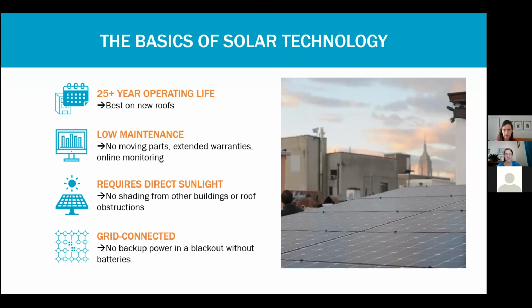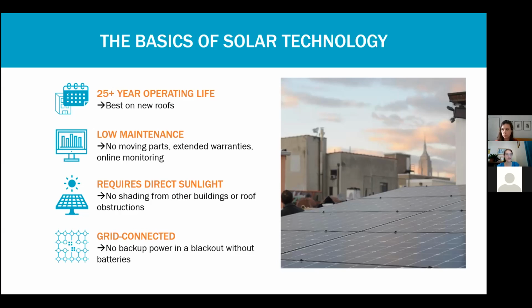They do require direct sunlight. So the main thing we look for when we're doing a viability screening is whether there's shading. In New York City, it's usually from other buildings or from bulkheads or other pieces of equipment on the roof.